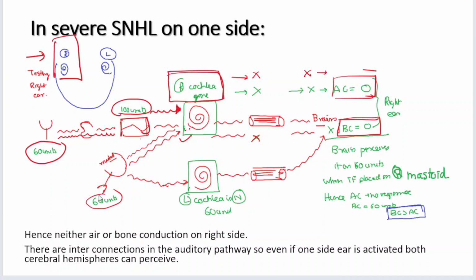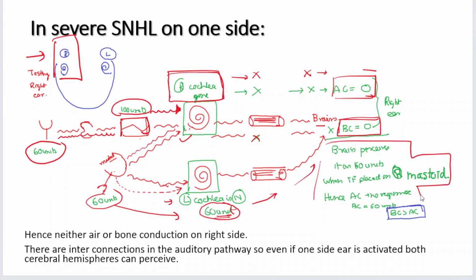But what happens? When you place on the mastoid, through the skull, it goes to the left cochlea. And the left cochlea is normal. So the left cochlea perceives it as 60 units, same 60 units. And that is passed on through the eighth nerve, that is passed on to the brain. The brain here perceives it that I can hear 60 units of sound when you place it on the mastoid.